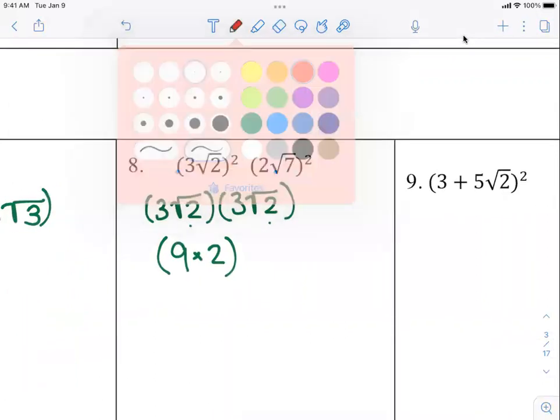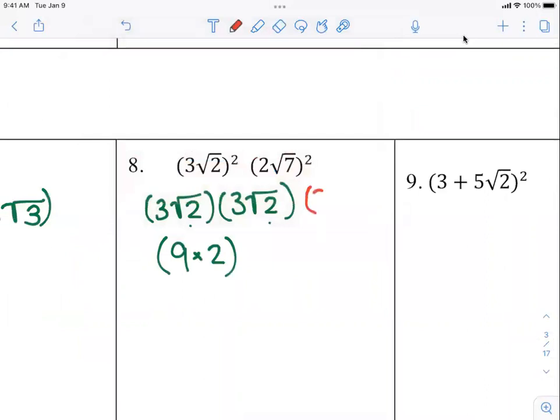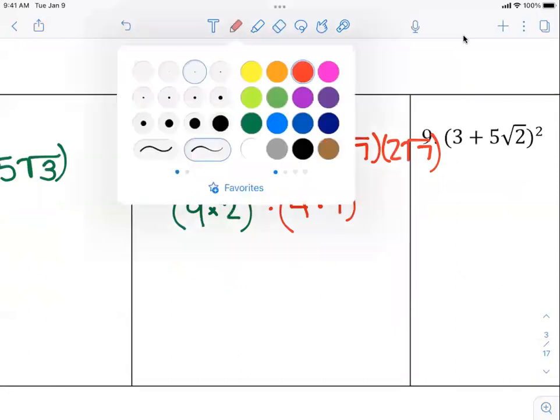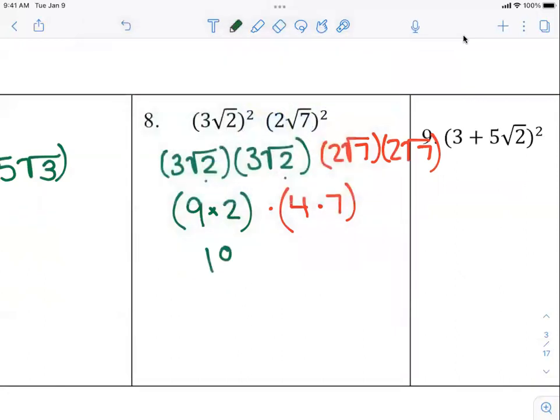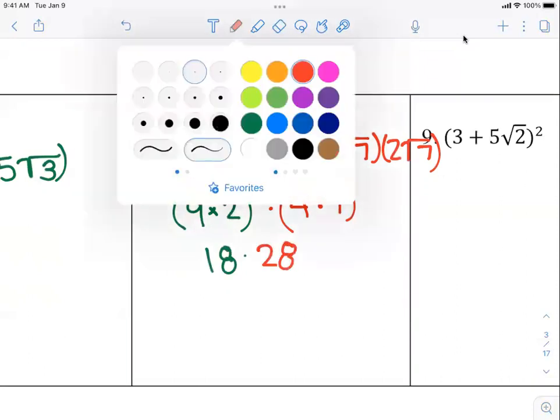For the second part here, we have 2 root 7 squared. So that's like saying 2 root 7 times 2 root 7. 2 times 2 is going to be 4. Root 7 times root 7 is root 49, and the square root of 49 is just 7. So we really have this type of problem. 9 times 2 is 18. 4 times 7 is 28. 18 times 28 is going to give us 504.